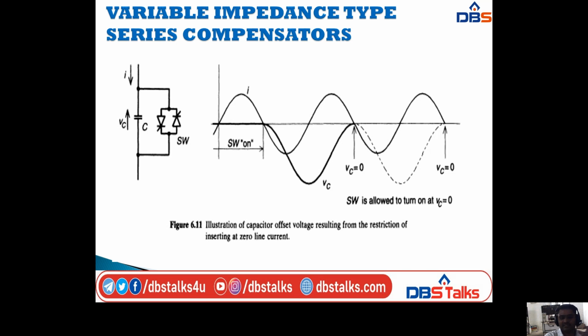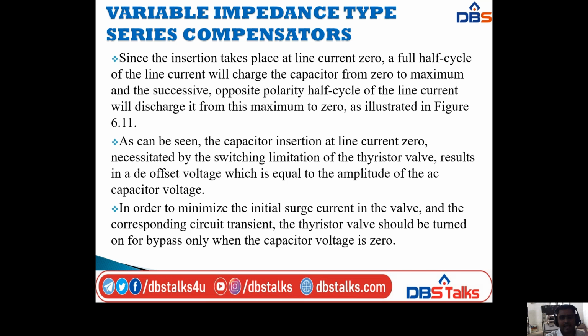After that it will decrease only in the negative direction. At Vc equal to 0 we have the dotted lines, which I am representing as the dotted sine wave. As can be seen, the capacitor insertion at line current is 0. That is necessitated by the switching limitation of the thyristor valve, which results in a DC offset voltage equal to the amplitude of the AC capacitor voltage.